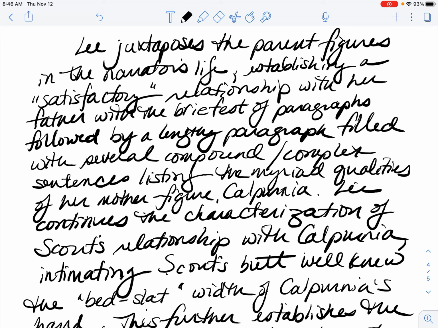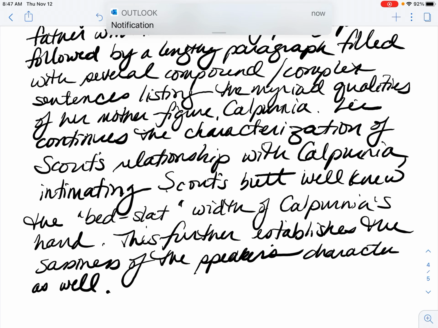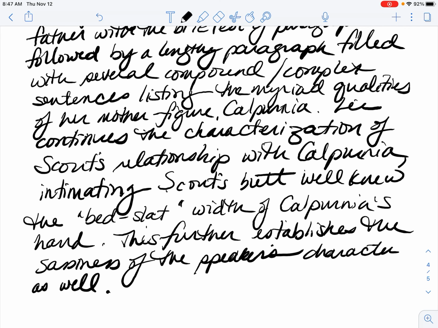So that being said, in this example of step 2, I pulled several things that I noticed about her style. Lee juxtaposes the parent figures in the narrator's life, establishing a "satisfactory" relationship with her father with the briefest of paragraphs, followed by a lengthy paragraph filled with several compound, complex sentences listing the myriad qualities of her mother figure, Calpurnia. Lee continues the characterization of Scout's relationship with Calpurnia, intimating Scout's butt well knew the bed slat width of Calpurnia's hand. This further establishes the sassiness of the speaker's character as well.